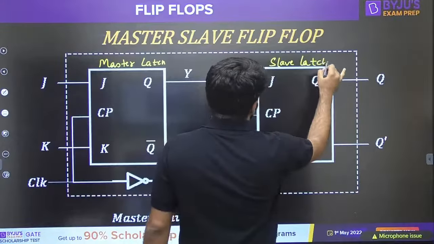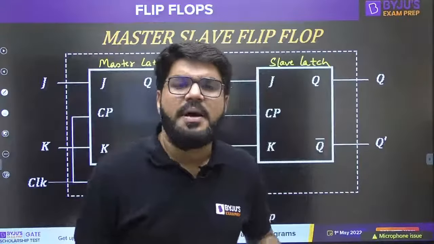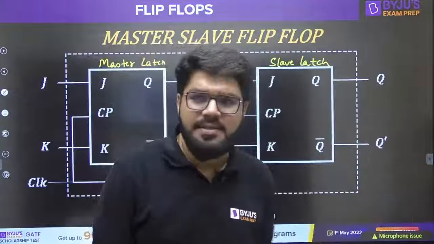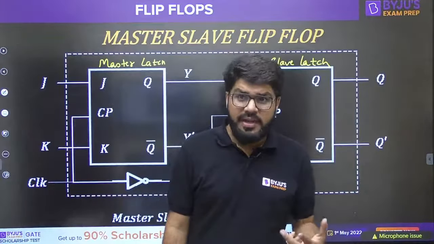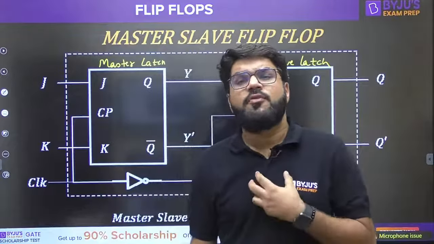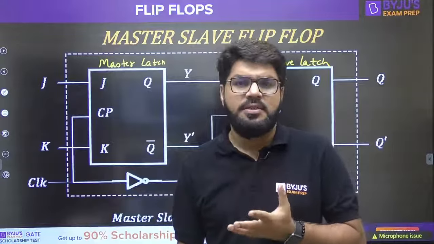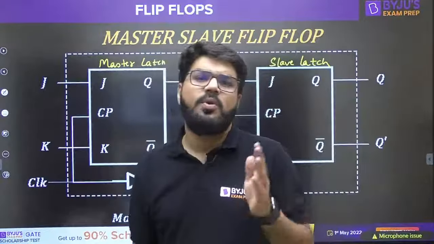Sir, why are the names master and slave used? You will understand if you just know the meanings. A master is someone who decides and commands. A slave is somebody who will just follow the commands of the master. The slave can't decide anything. The slave can't calculate anything. It will only copy.